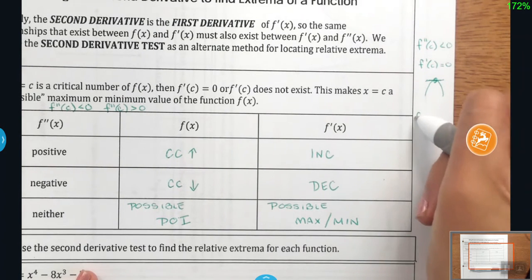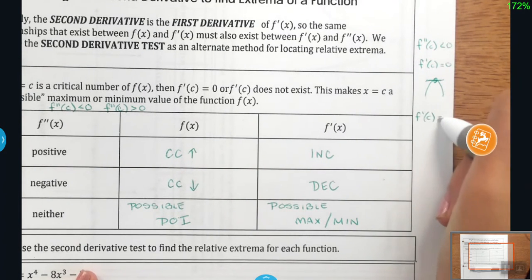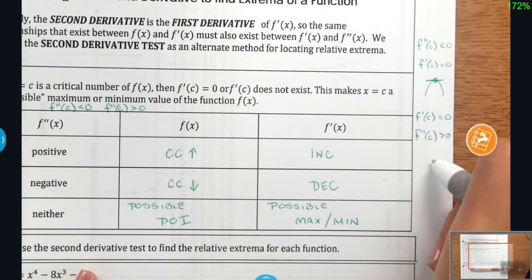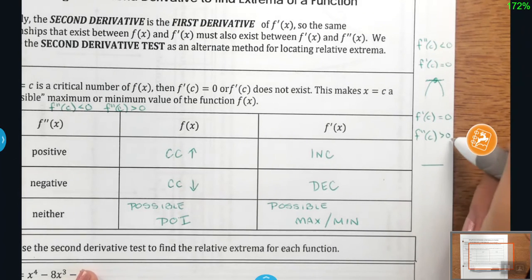Okay, if your first derivative at c equals 0 and your second derivative at c is greater than 0, you've got a horizontal tangent line and you have a concave up graph. So this has got to be a minimum, right?